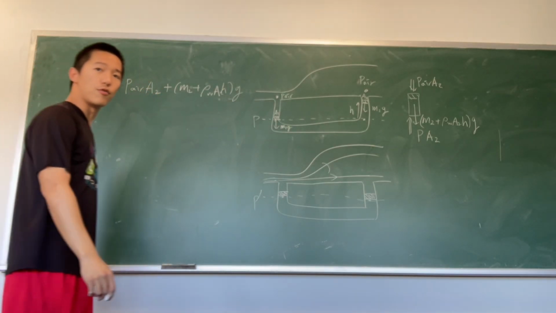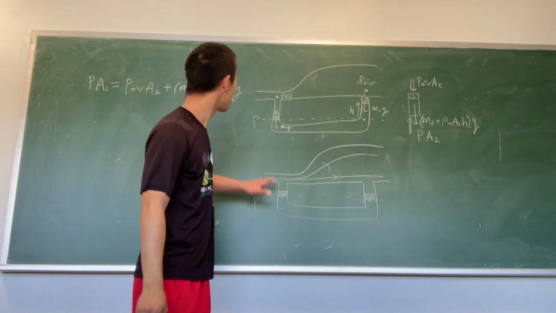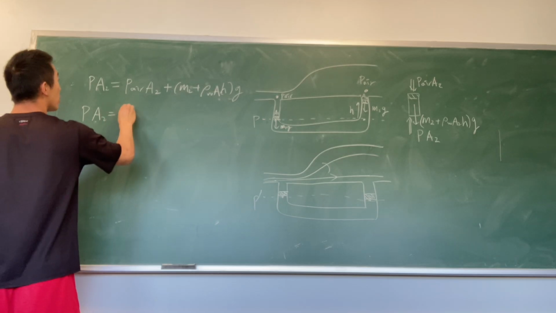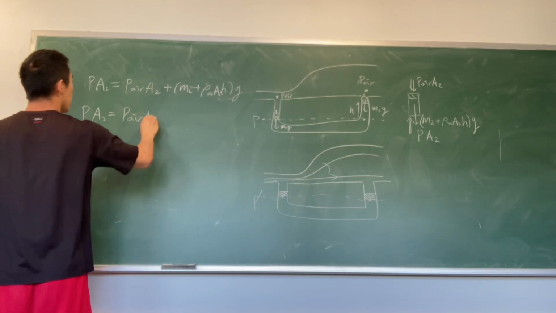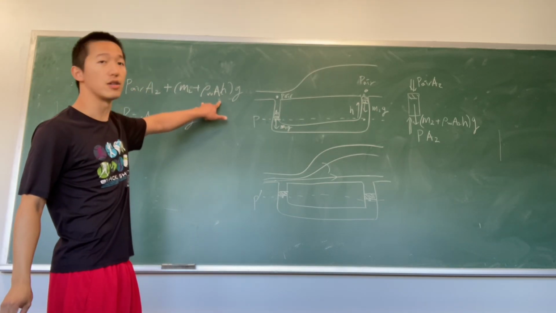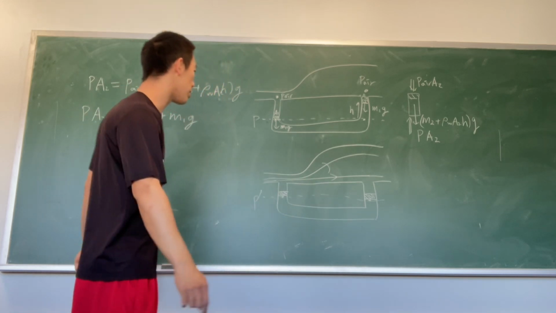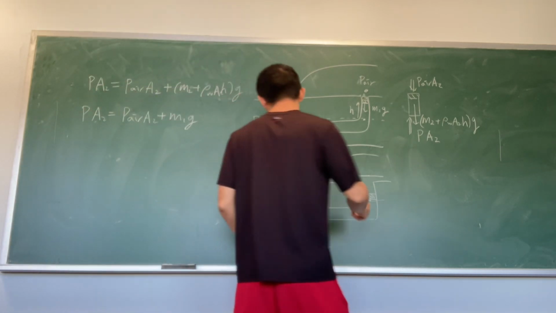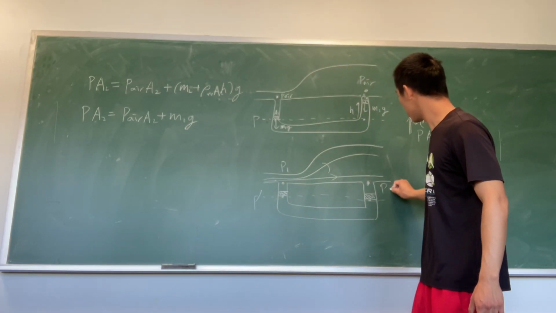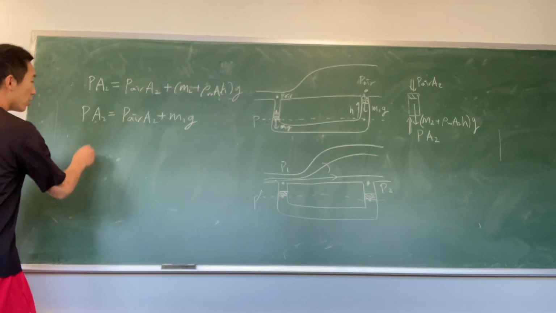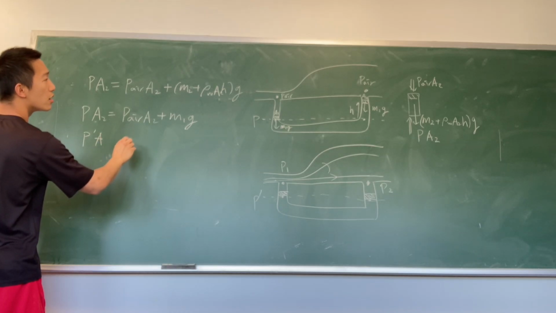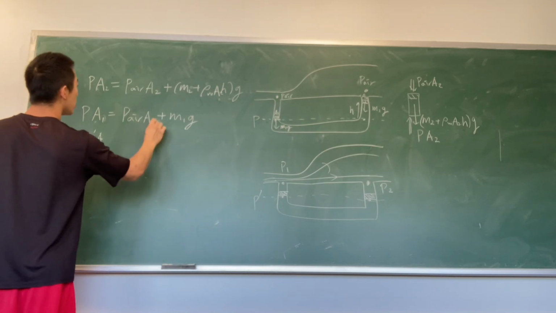And you can analyze the free body diagram for the other pistons. For this one, the pressure from the bottom cancels the pressure from the top and the gravity of the piston. There's no more water here, so we don't need to add the gravity on the water. This tube also doesn't have water, but we can call this pressure here P1 and the air pressure here P2.